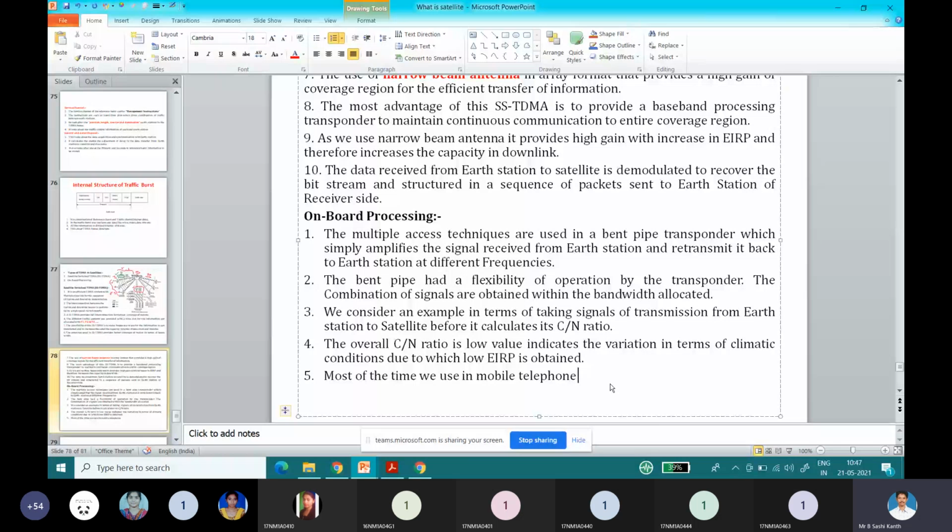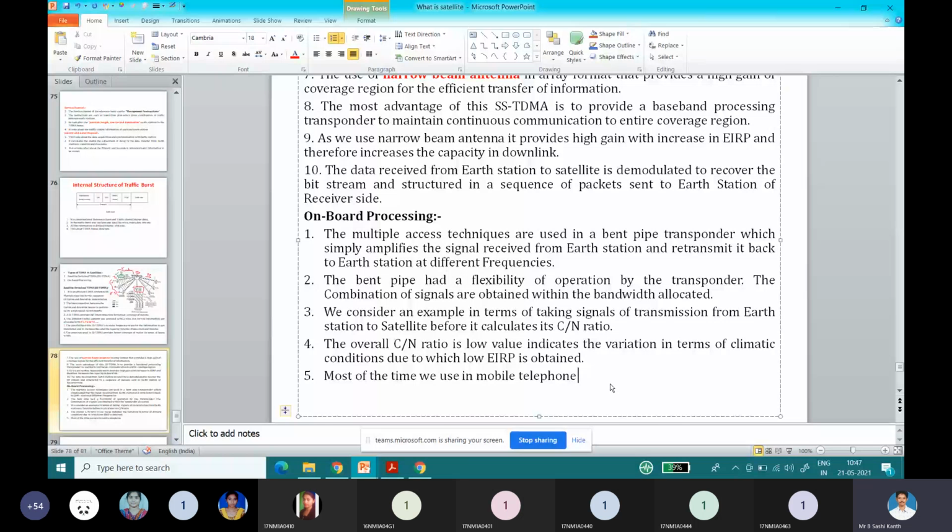If you go for the other one, which is a combination of SS TDMA with onboard processing transponder, the data is transmitted in terms of packets from the satellite to the earth station. The packets have an address value that specifies which earth station the data has to be sent to. So internally we have the header bits with the traffic bits. Traffic bits are nothing but the original information. These bits are provided by the transponder to transmit with better throughput.